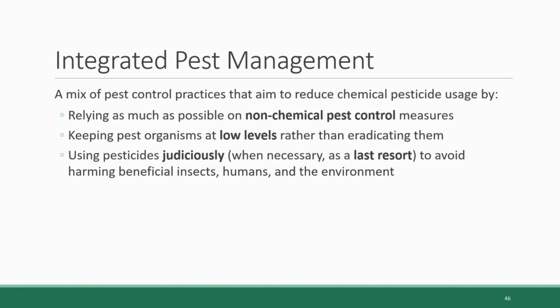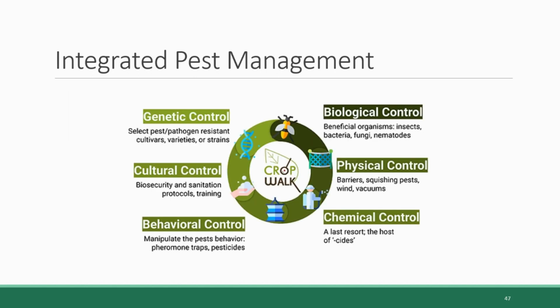And then finally, using pesticides judiciously when necessary as a last resort in a way that avoids harming beneficial insects, humans, and the environment. So, really, integrated pest management means using all the tools that are available to you in your toolbox to prevent the need for chemical pesticides. And some of these tools might be forms of genetic control, like selecting varieties of crop plants that have some sort of natural pest resistance to them.